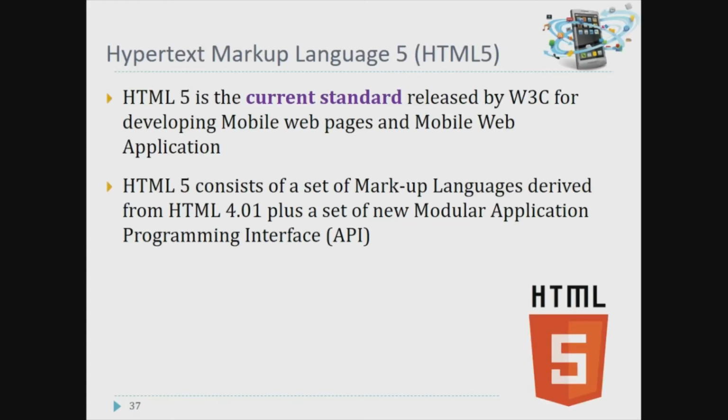Okay, the next part is the hypertext markup language file, or HTML5 file. So this is the current standard released by the W3C for developing mobile web pages and mobile web applications. HTML5 consists of a set of markup languages derived from HTML 4.01 plus a set of new modular application programming interfaces, APIs. I believe most of you are quite familiar with this kind of hypertext markup language file. The way we use it is similar to our web development.